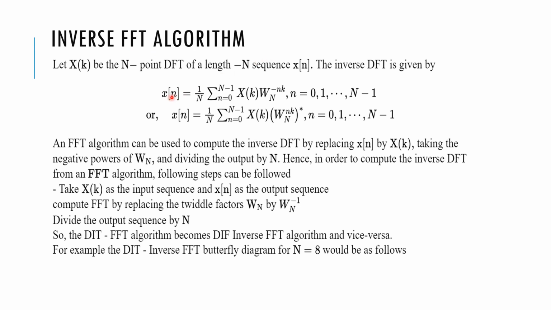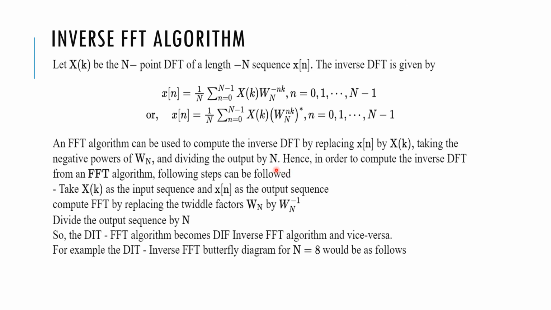So the question is, what is our inverse FFT algorithm? Let X of k be the N-point DFT of a length N sequence x of n. The inverse DFT, this we know already, the formula. How can we obtain the same thing using the butterfly structure? Ma'am, now I am very comfortable with this butterfly structure. Please tell me a procedure to execute the same thing by using DIT and DIF. Yes, it is possible. An FFT algorithm can be used to compute the inverse DFT by replacing x of n by X of k, taking the negative powers of Wn and dividing the output by N.